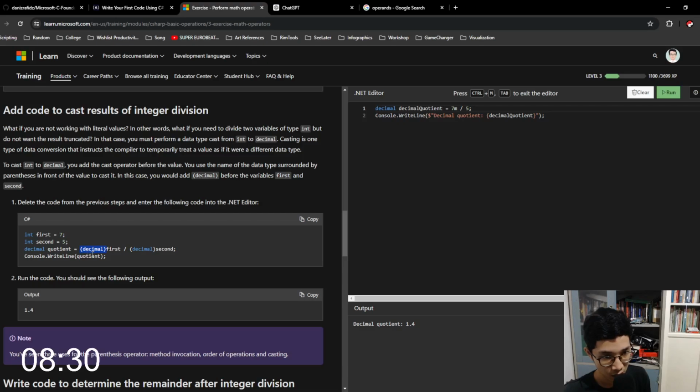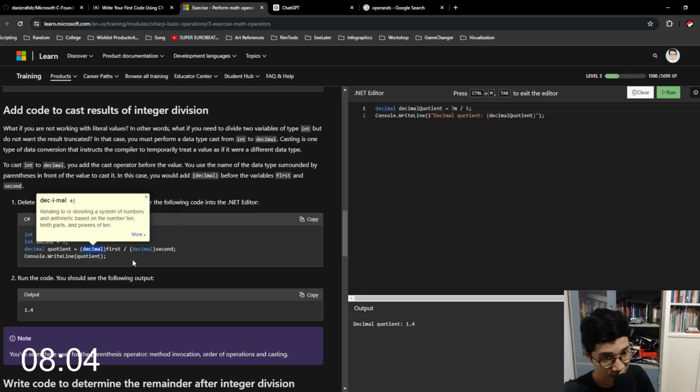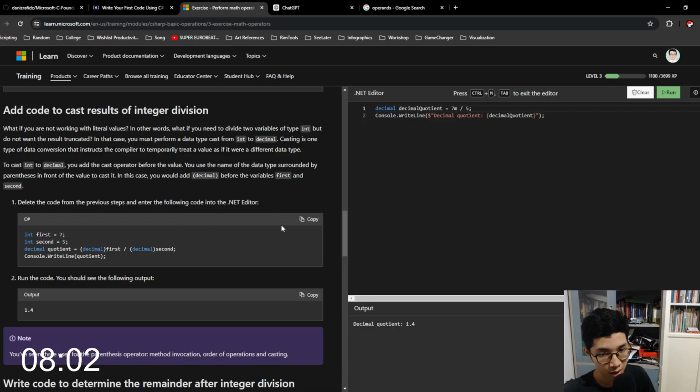Use the parentheses and type any data type that you desire. Like if you want to convert it to string, maybe just put string. I don't know if it works the same as decimal, but in this case you want to convert the integer to decimal using this syntax. First with decimal in parentheses, don't forget that. Okay, I think this will work perfectly fine.